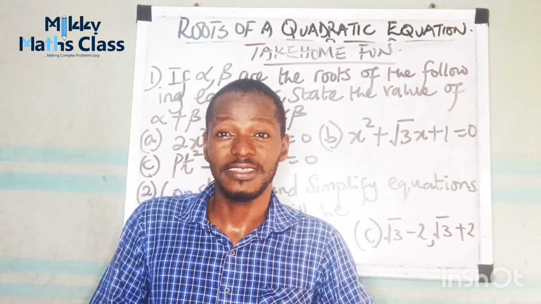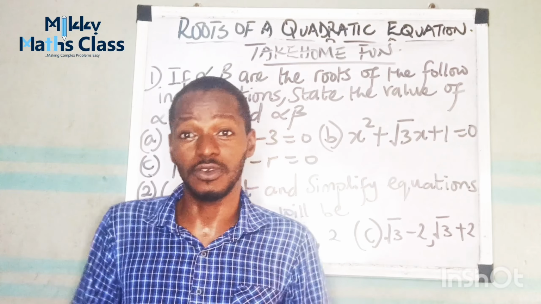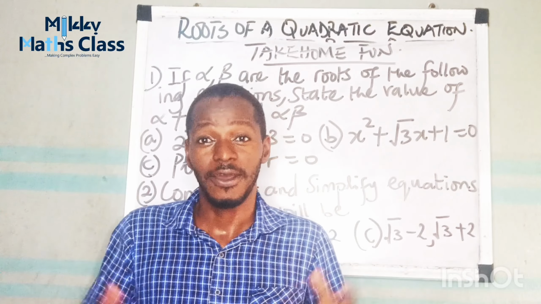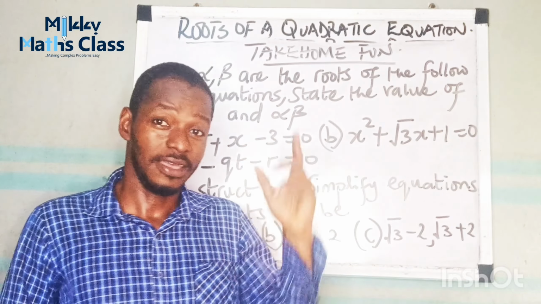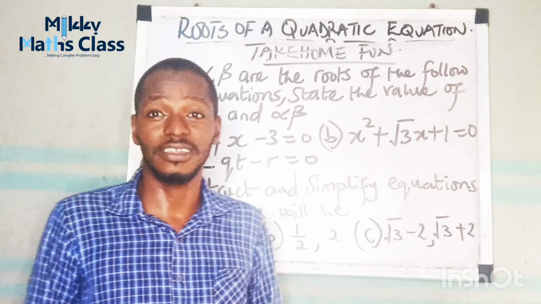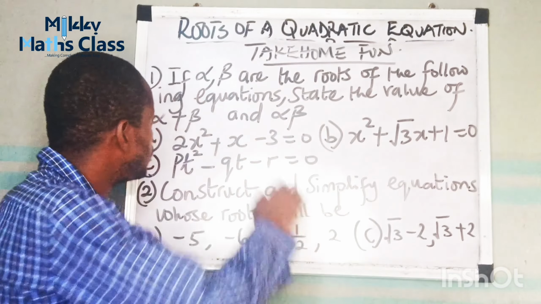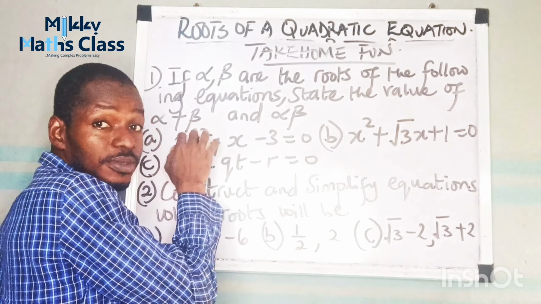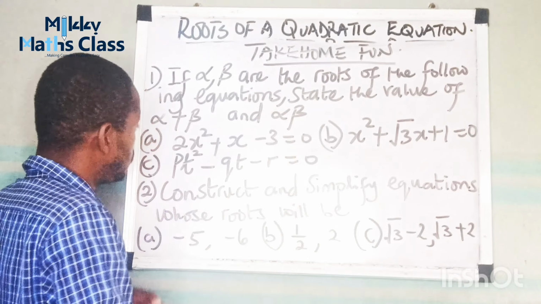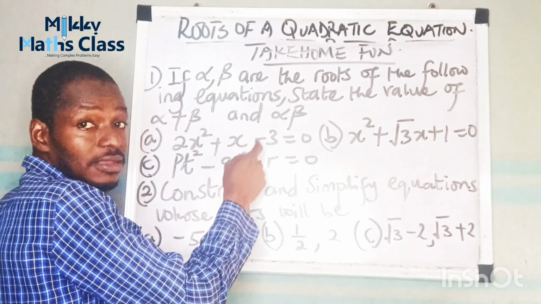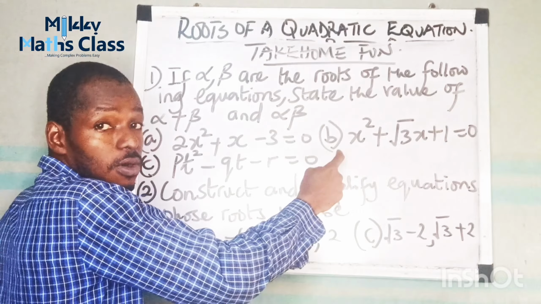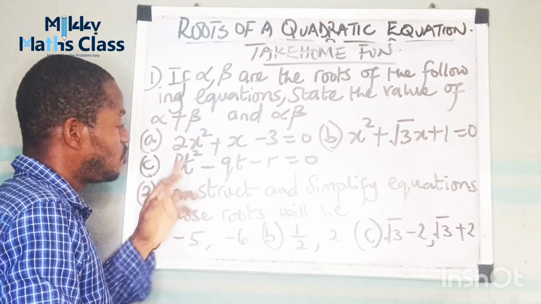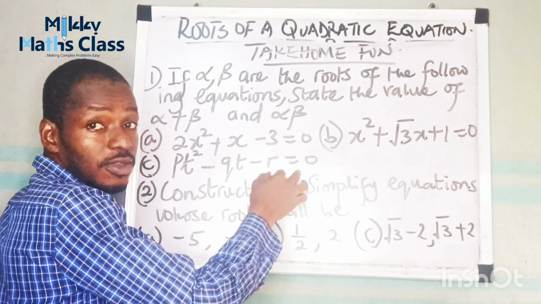All right, I hope you have enjoyed today's lesson on how to find the sum and the product of roots, and also how to construct a quadratic equation given the roots. Before we go, just like in our usual style, here are some take-home problems that you can practice at your leisure time. The first one says, if alpha and beta are the roots of the following equations, state the value of alpha plus beta, that's the sum of the roots, and alpha beta. So the first one is 2x squared plus x minus 3 equals 0. The second one, x squared plus root 3 x plus 1 equals 0. And the third one is pt squared minus qt minus r equals 0.